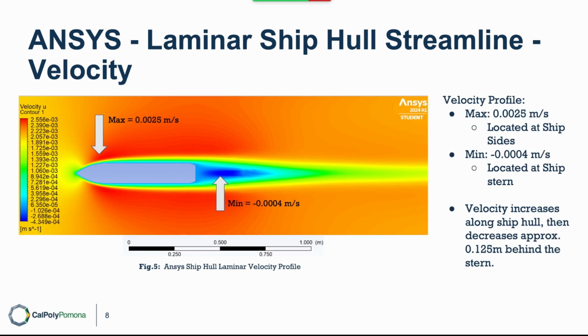So for the velocity, I had a max velocity of 0.0025 located at the ship's sides, and then a minimum velocity of negative 0.0004 meters per second located at the ship's stern. Now, the reason the velocity is increasing at the sides of the ship is because of the conservation of momentum and the continuity, so both Navier-Stokes and continuity equations. As the flow splits, the mass splits, and therefore the velocity has to increase in order to keep that energy. And then it slows down when it comes back together into one mass as well.